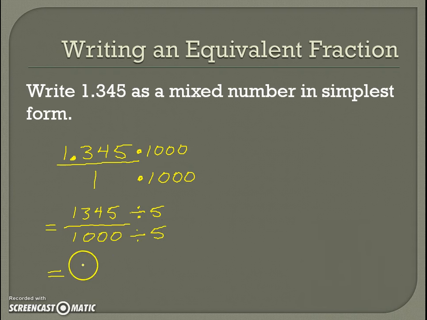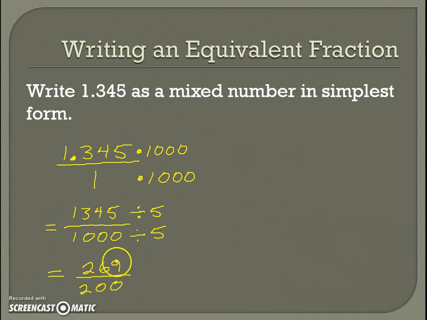And after I do that, I get 269 for the top number. For the bottom number, I get 200. Now, there is no number aside from 1 that these are both divisible by, so that means this fraction is in simplest form. Up here, it asks you to write it as a mixed number.